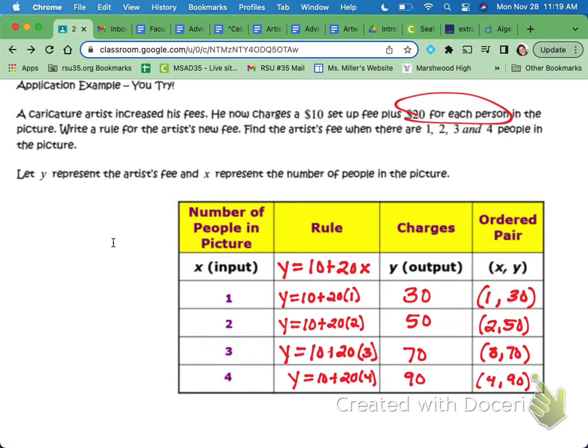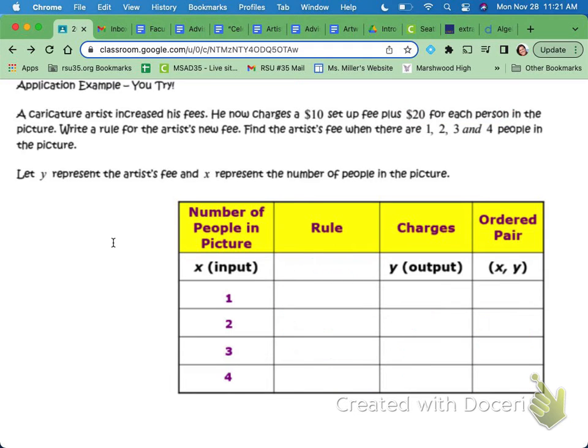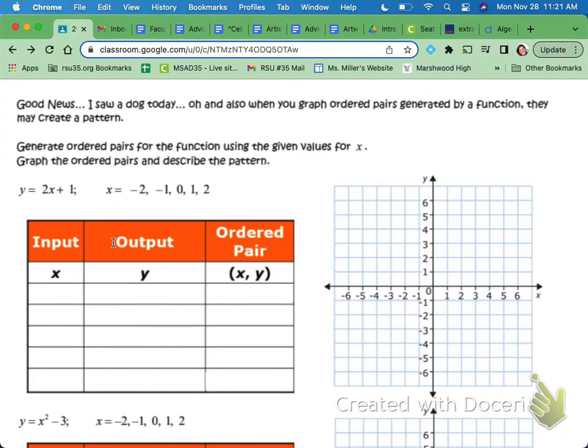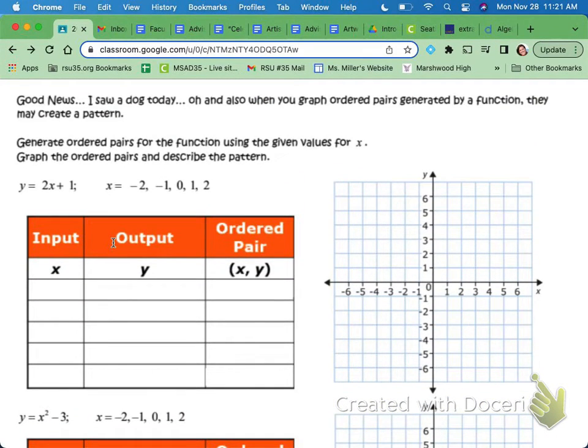Okay, so now we're going to bring this all together. Is everybody ready? Okay, so on to the back. So now we are going to do all of this together and then put it onto a graph. So now we know how to make ordered pairs. We know how to graph ordered pairs. Now let's put it onto the actual graph.